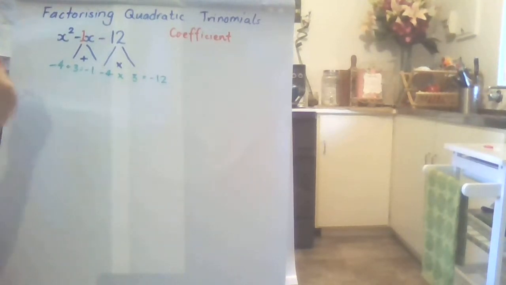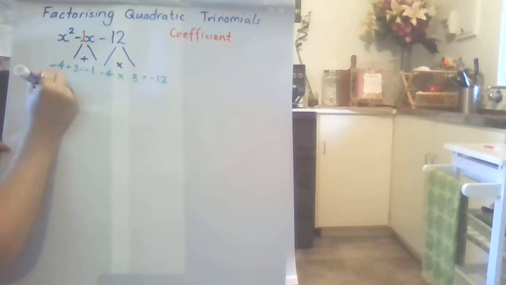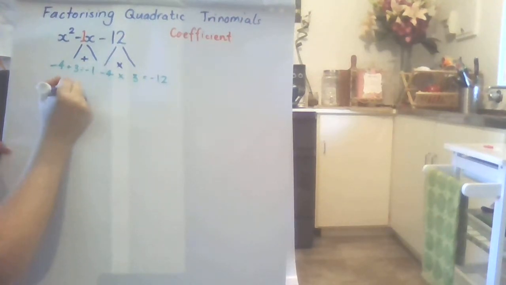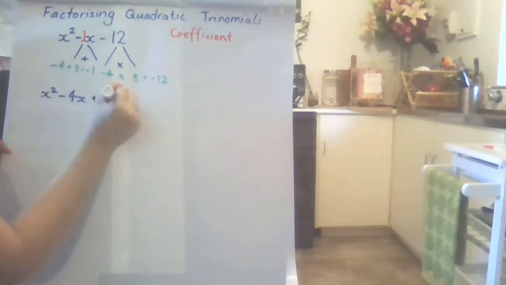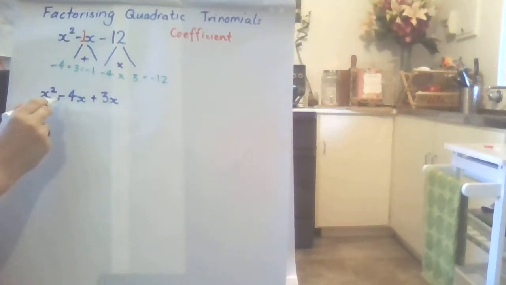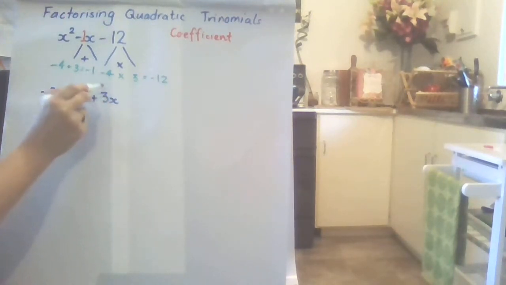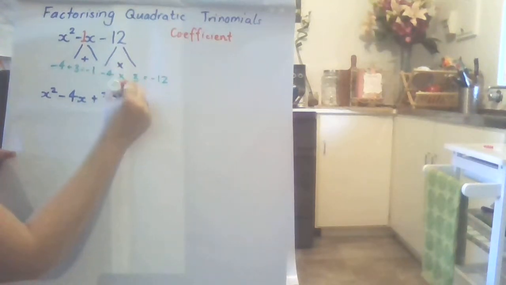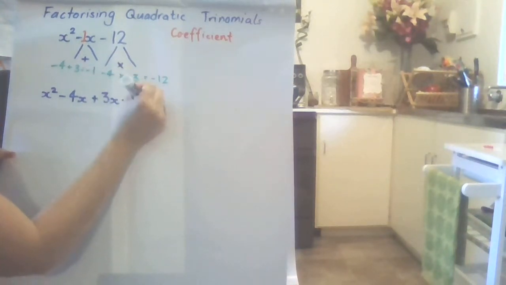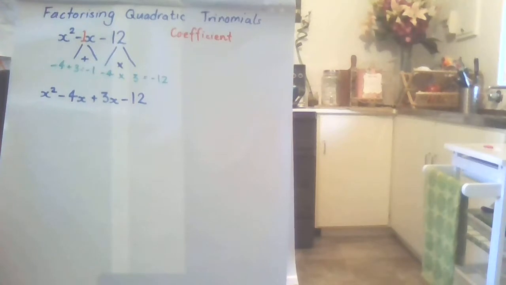So let's rewrite this function out in expanded form. So I've got x squared take 4x plus 3x, and that's because -4x plus 3x gives us -1, take 12. So I've just expanded that expression here. Okay, now we're going to factorise it.